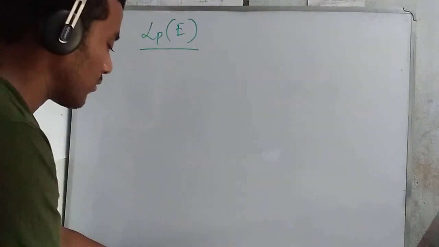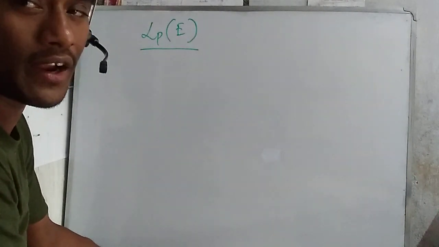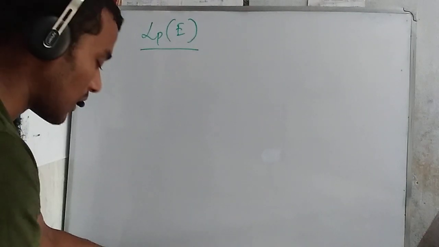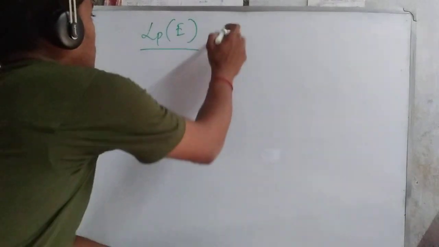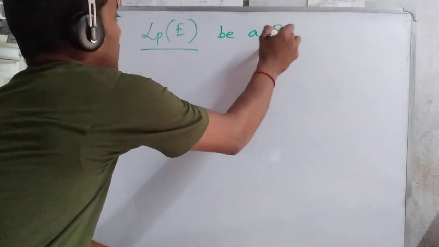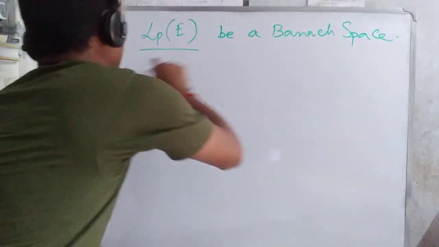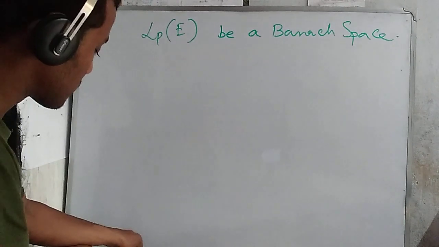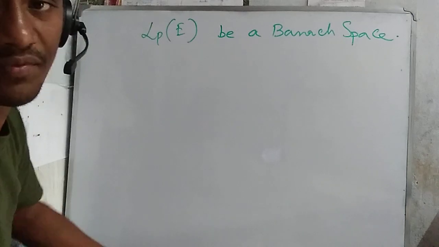L^p, we know, is the set of all equivalence classes of p-integrable functions. Okay, we discuss this one. We will show today that this is a Banach space. We know which space is called Banach: those normed spaces which are complete. This space is called a Banach space.